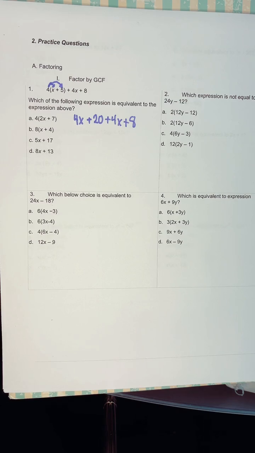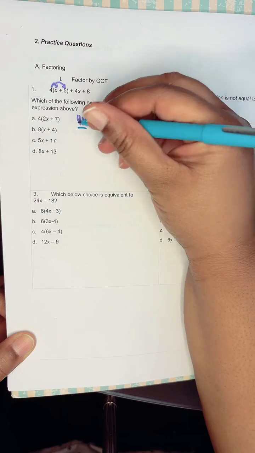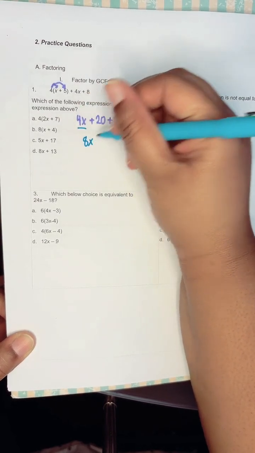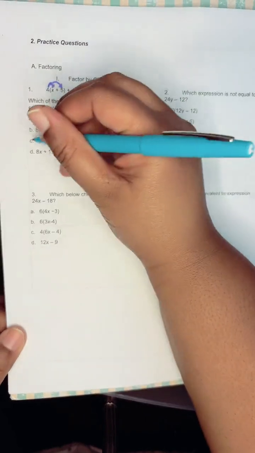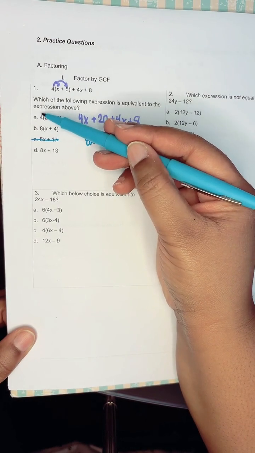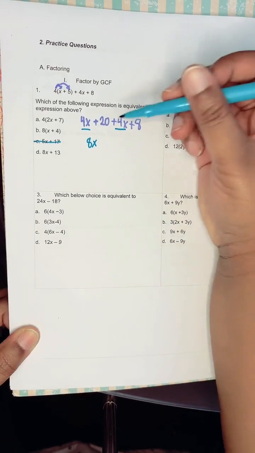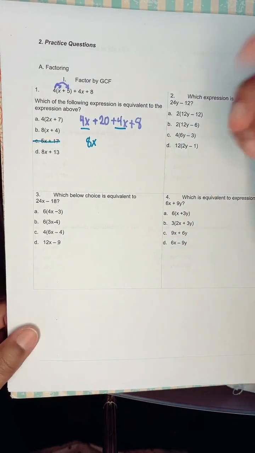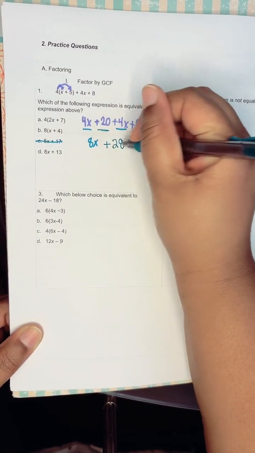Aaliyah said 4x. Cameron said 4x and a 4x. Beautiful. So 4x plus 4x gives us 8x. Pretty much anything that doesn't have an 8x, or that I can't get to 8x, I'm canceling out. So this C is gone. I see 8x here, 8x here, and an 8x here by doing 4 times 2, so I leave that one as well. Our other like terms are 20 plus 8, which gives us 28.